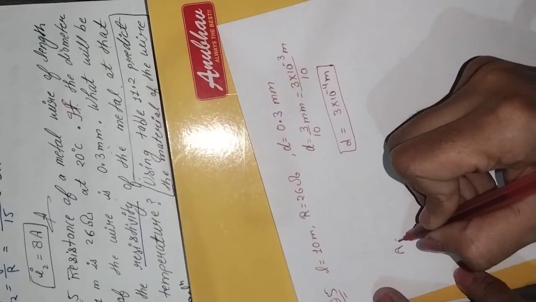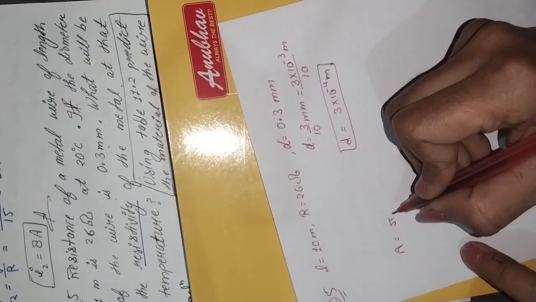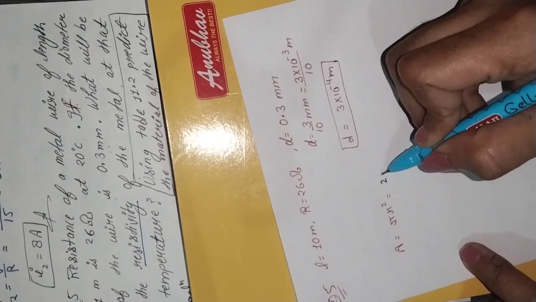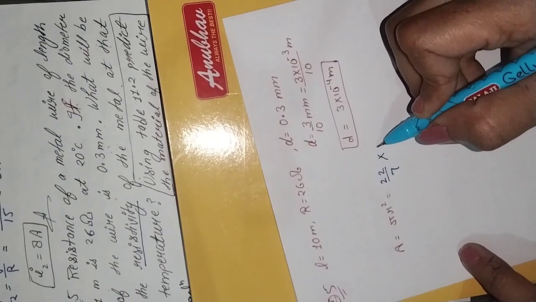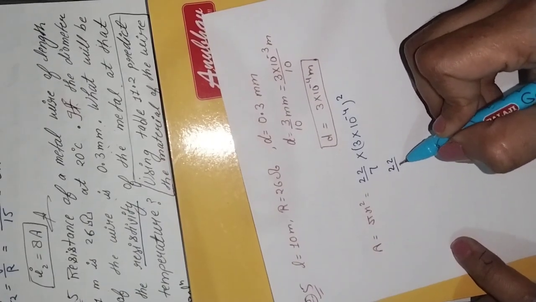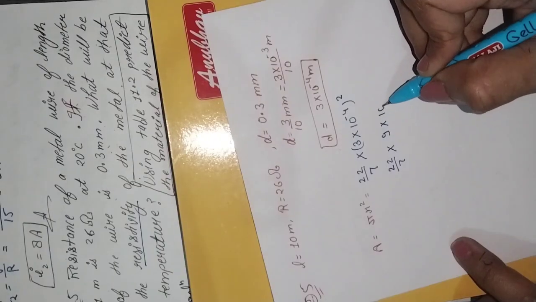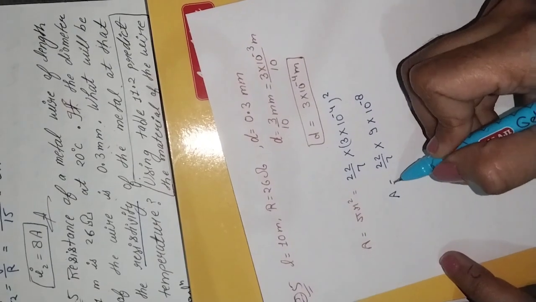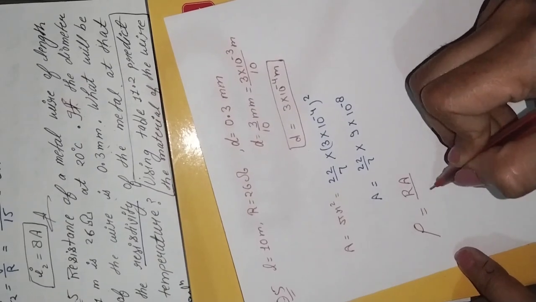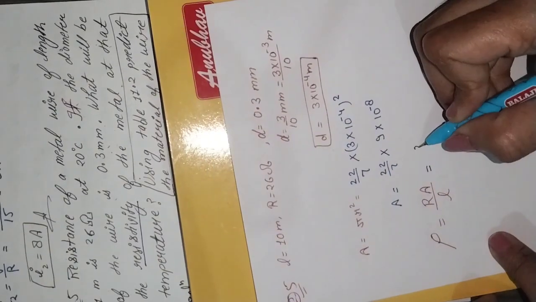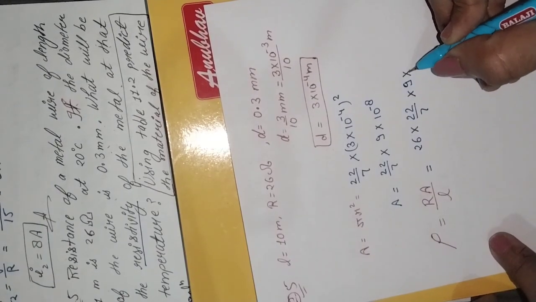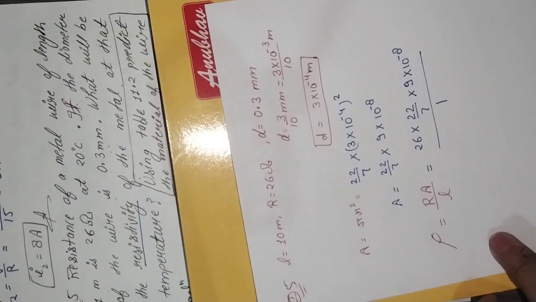Now area will be pi r square, so it will be pi की value 22/7 into r की value 3 into 10 की power minus 4 and whole square, 22/7 into 9 into 10 की power minus 8. So now we will put this value in the formula of the resistivity. Rho is equals to RA by L, and it will become 26 into 22/7 into 9 into 10 की power minus 8 divided by 1.